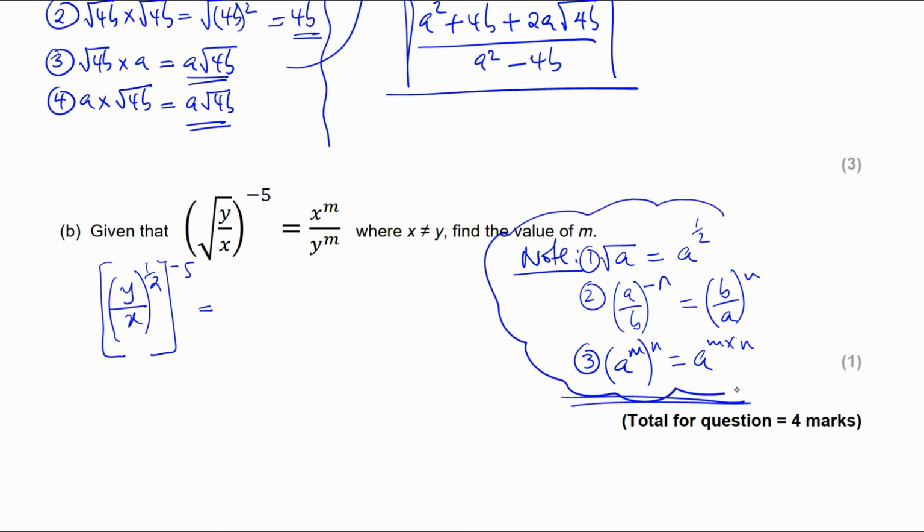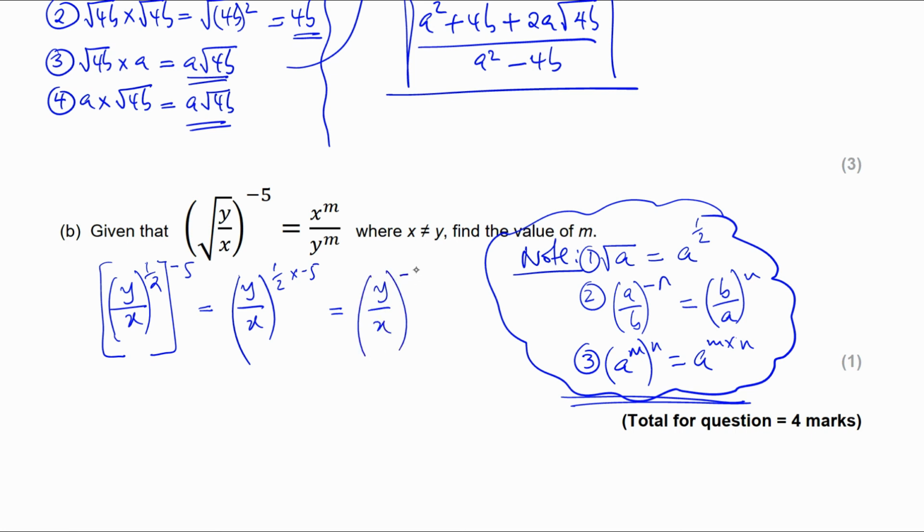Again, I like putting this in a bubble just not to confuse it with the solution that you're working on here. So we can multiply these two together, so that is the same as y over x to the power of a half multiplied by -5, and that is the same as y over x to the power of -5/2. This is the point where I'm going to apply the second rule. To get rid of that negative, I'm going to switch these two, so I'll end up with x over y to the power of 5/2.